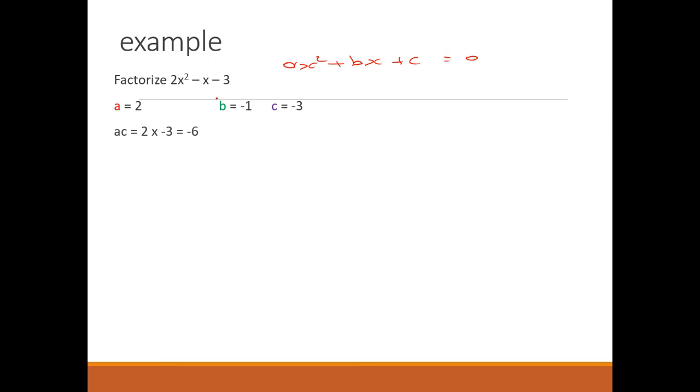So we're going to factorize this, right? We're going to find two numbers. So the product of a times c is 2 times negative 3, which is equal to negative 6. And what is our b?